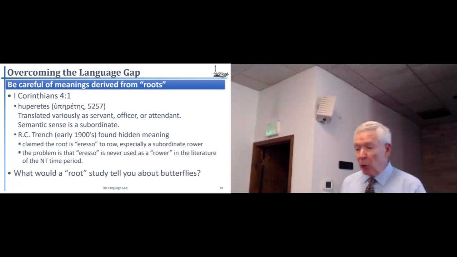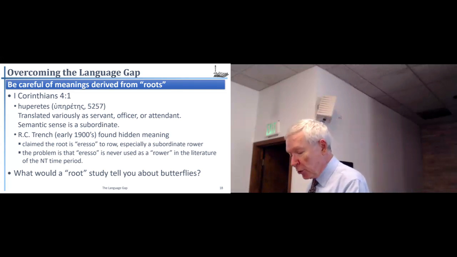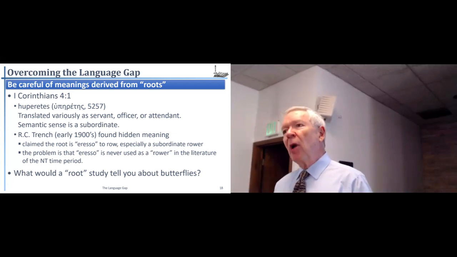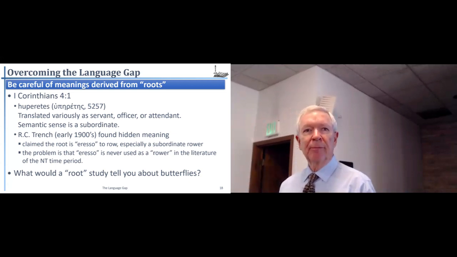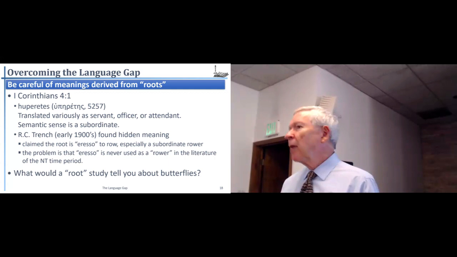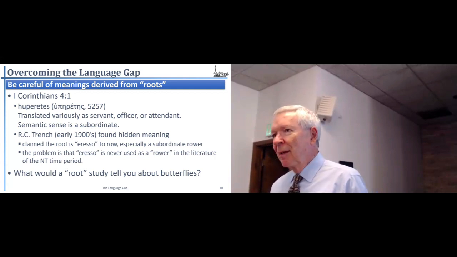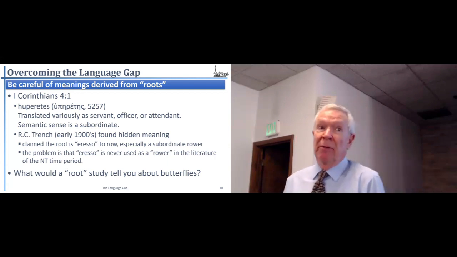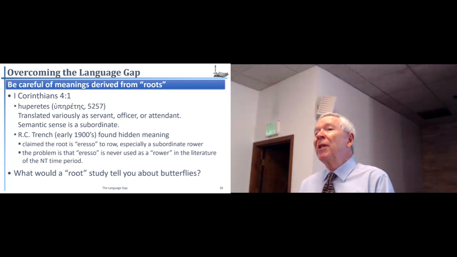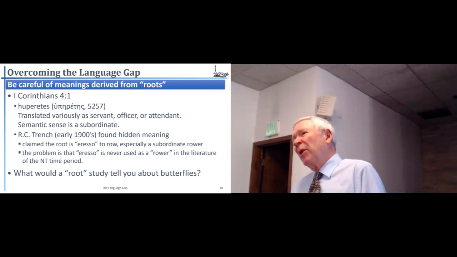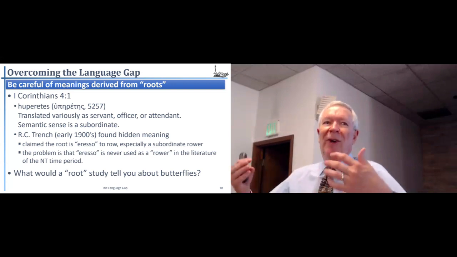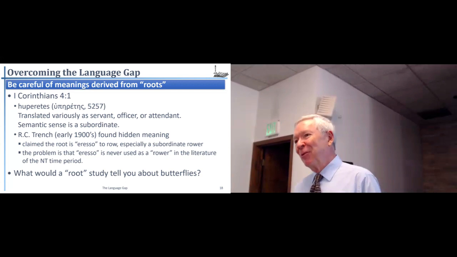So if you're thinking about root word studies and somebody wants to prove something really interesting from a root word, I always go back and go, what would a root word study tell you about butterflies? Because that comes from two words, butter and flies. And so I'm supposed to get something special out of butterflies from butter and flies? No, those two together have a different meaning, do they not? So be careful with that. Now, that doesn't mean that root studies are totally useless. It just means that most of us are not qualified to do that. And so be really careful with it.